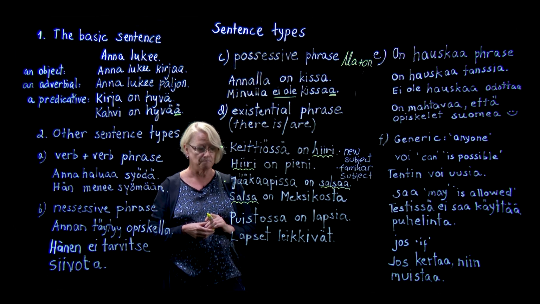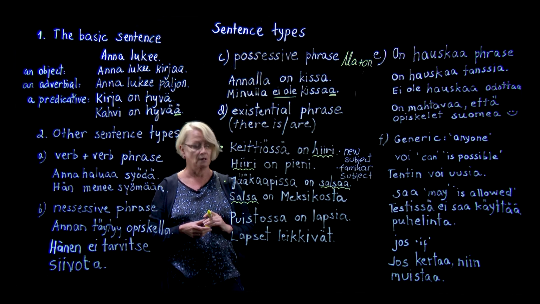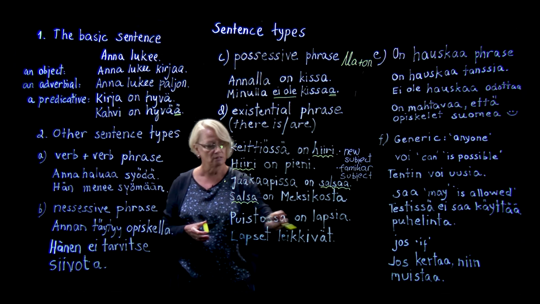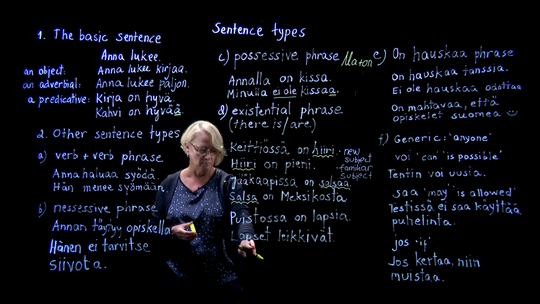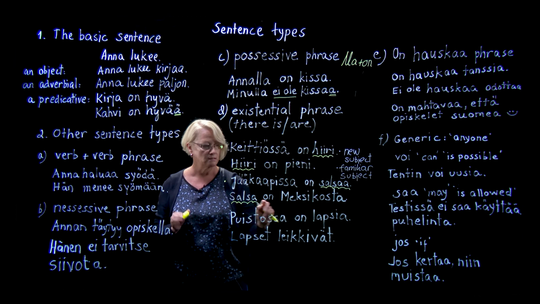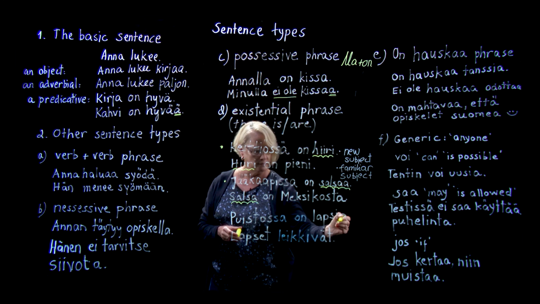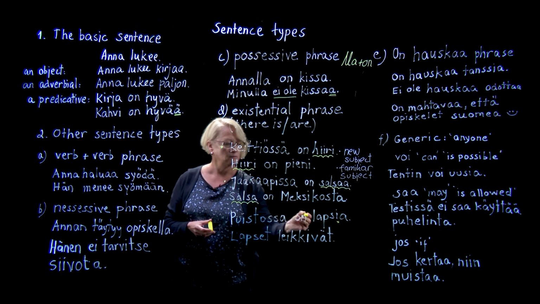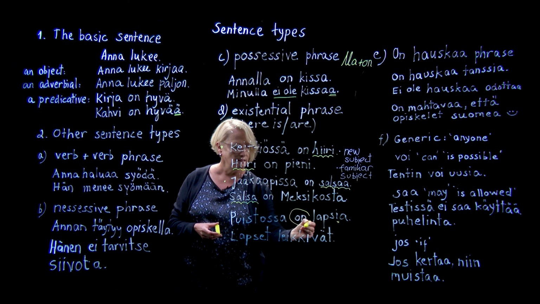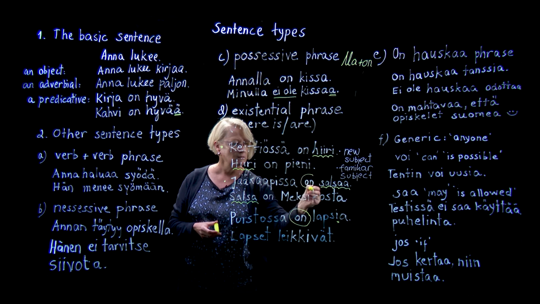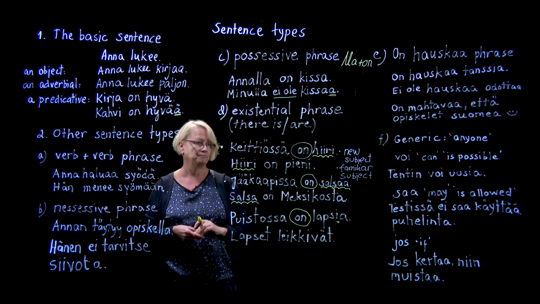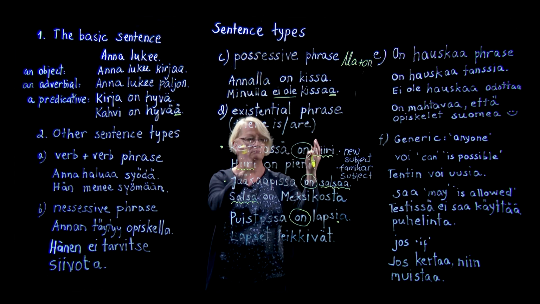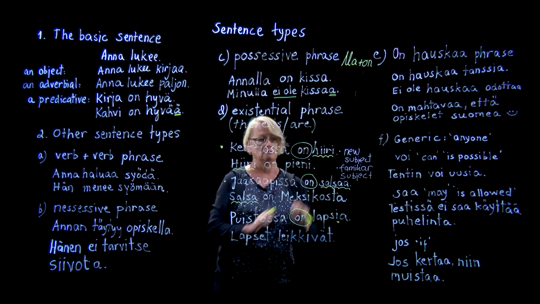Puistossa on lapsia. There are kids in the park. Lapset leikkivät. So again, you have a location first, then you have a new subject, and then you have the familiar subject. And you see that even though lapsia is plural partitive, the verb in existential phrase is always in the third person singular. A location, a singular verb, and subject.